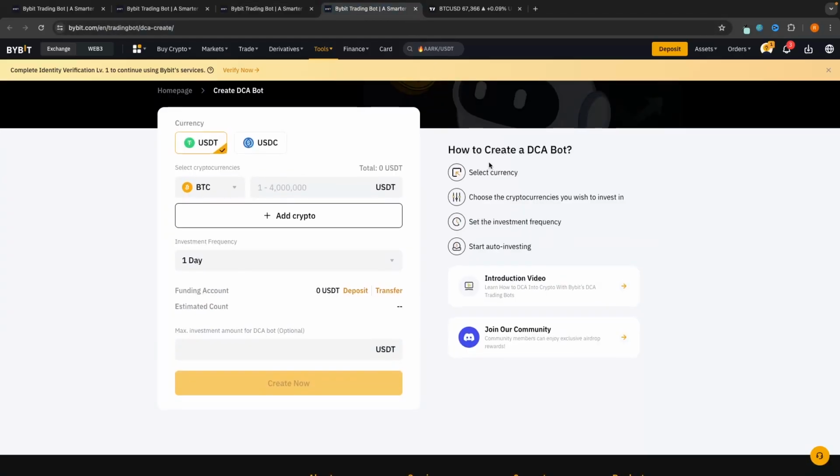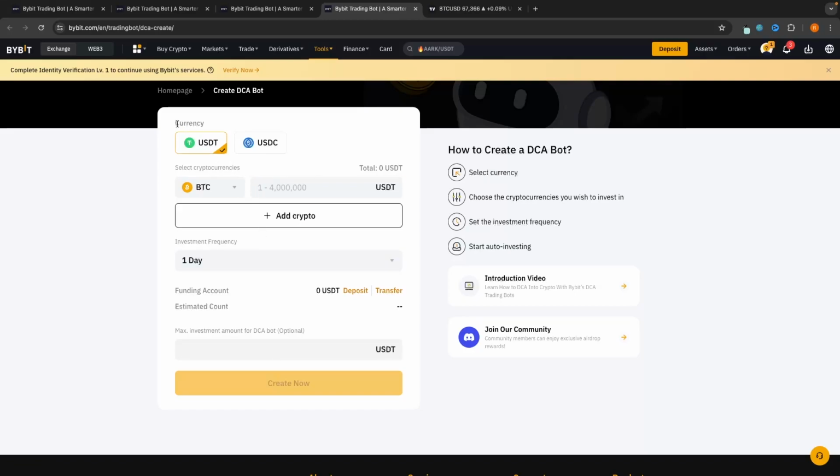Essentially, the way this works is you can just choose a coin to invest in, and then you can choose how often you want it to invest so that you don't have to keep coming back to Bybit and buying into the market. So dollar cost average is a fantastic strategy for investing in the long term.